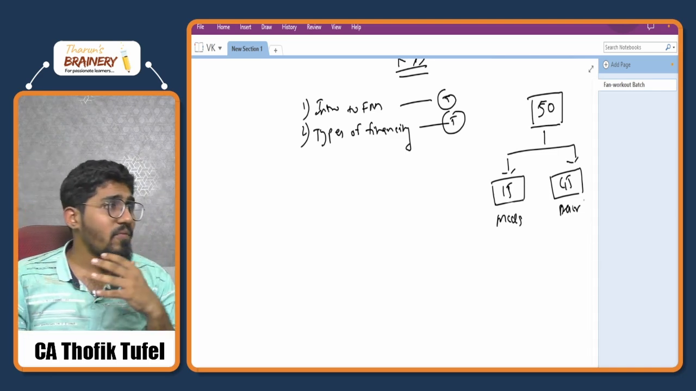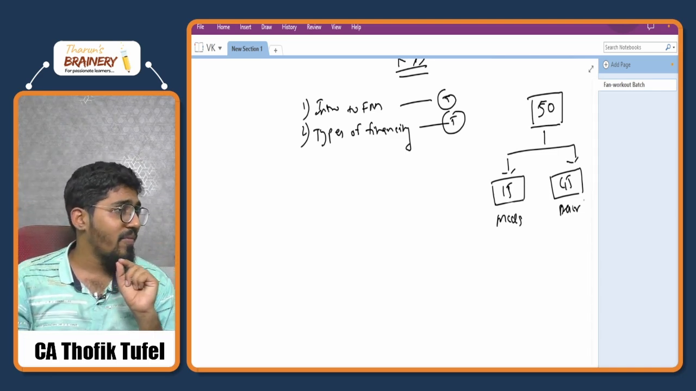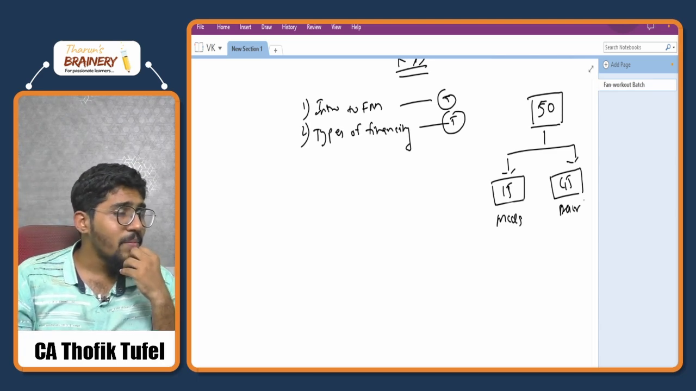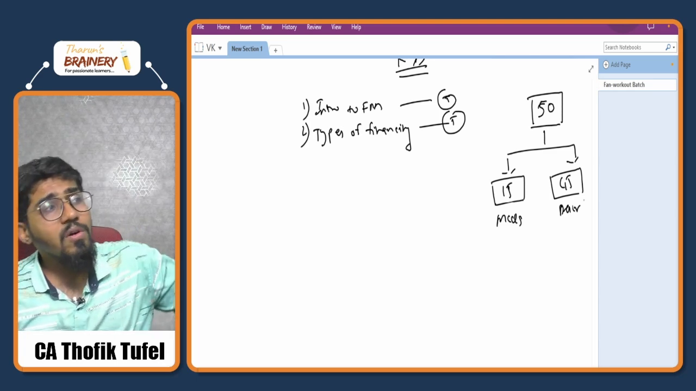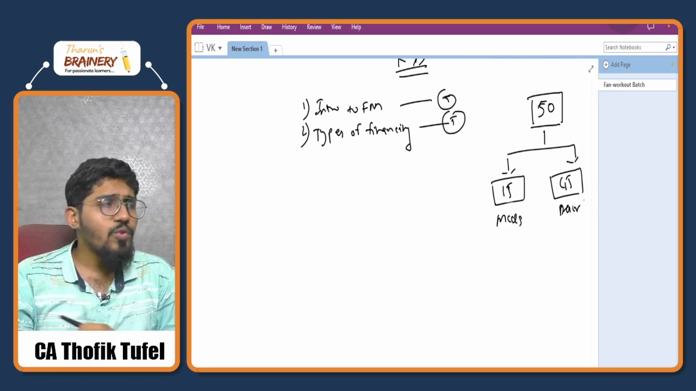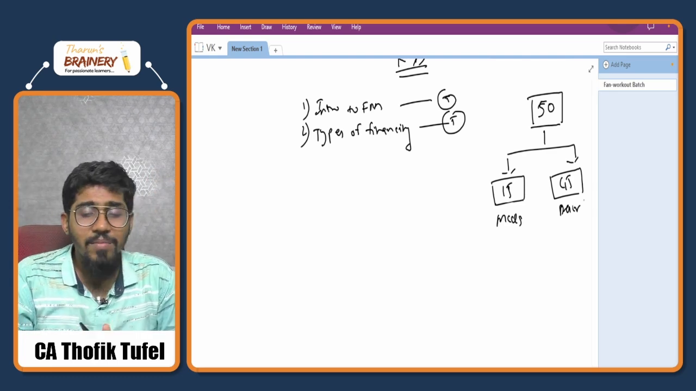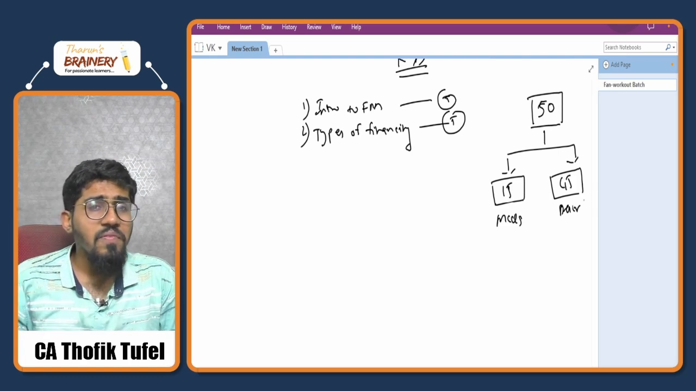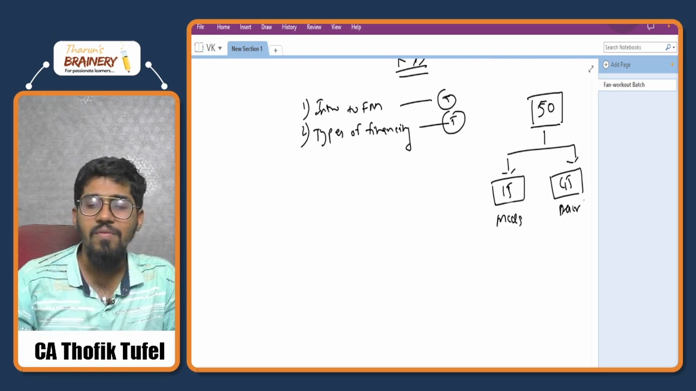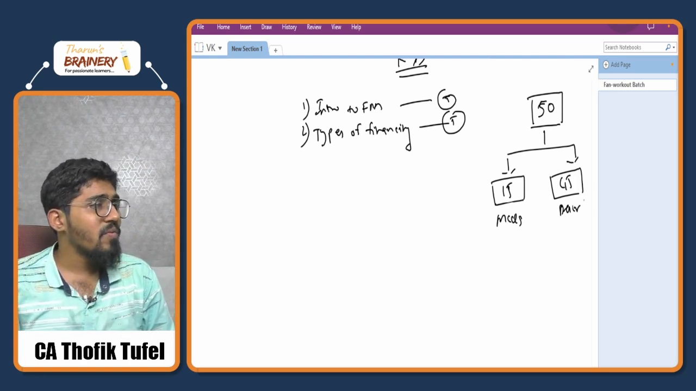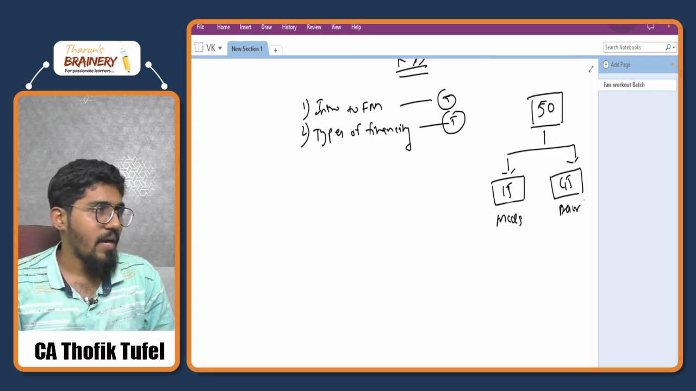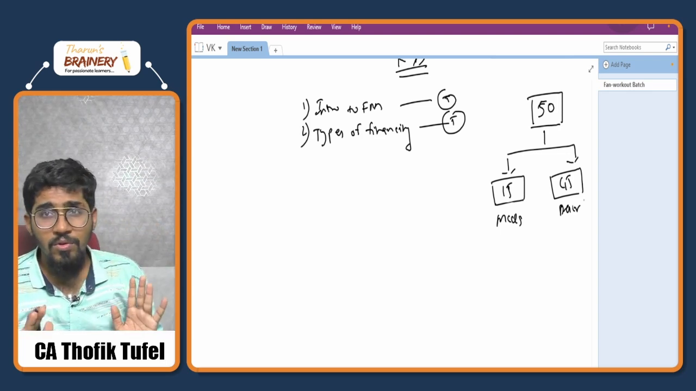Out of these 45 marks, 6 to 8 marks of theory questions are asked. Out of those 8 marks, usually 4 or 5 marks of theory questions are asked for the first 2 chapters only. So the weightage of the first 2 chapters is 4 or 5 marks, which is 8 to 10%. This is point number 1 that I want to tell you.